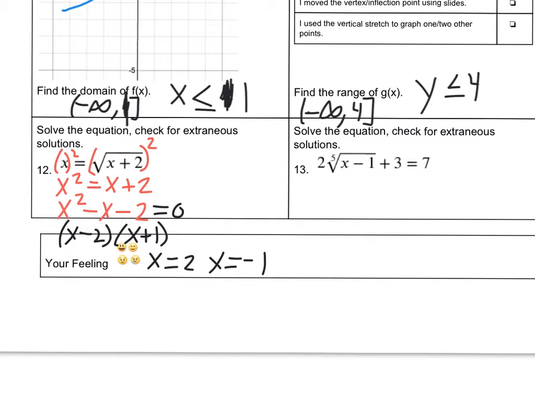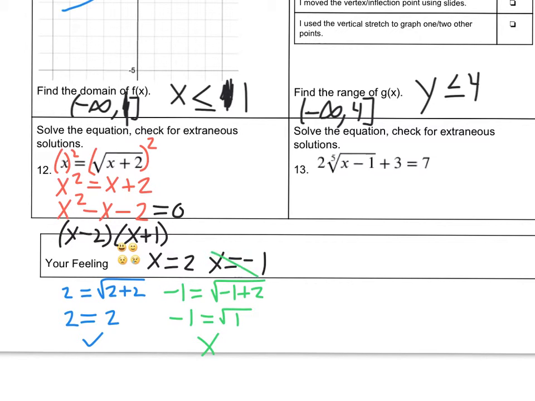If I plug 2 in, we get 2 is equal to the square root of 2 plus 2, which means that 2 is equal to 2. We're good. If I plug -1 in, we get -1 is equal to the square root of -1 plus 2. -1 is equal to the square root of 1, which is not true. -1 is extraneous. Therefore, x equals 2 is our only answer. You do have to show that you got that answer and checked it in order to get credit for that.